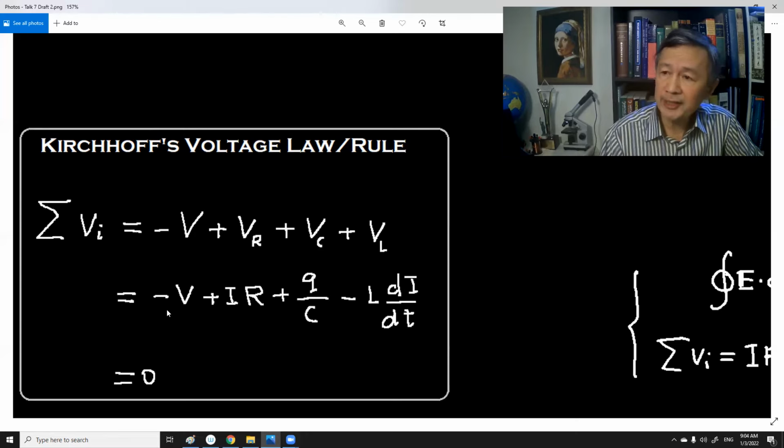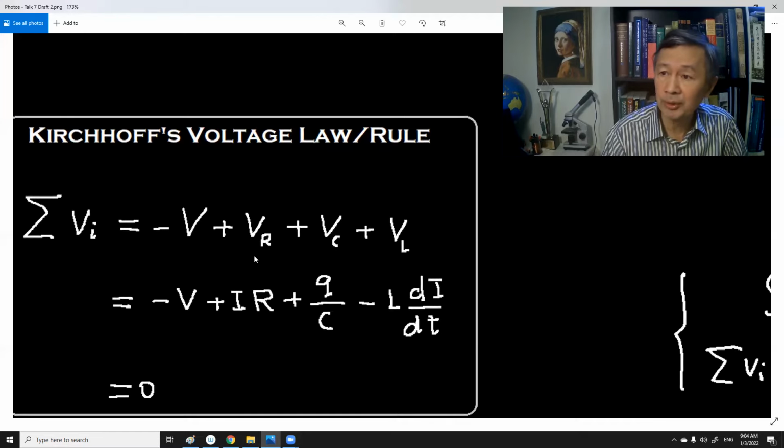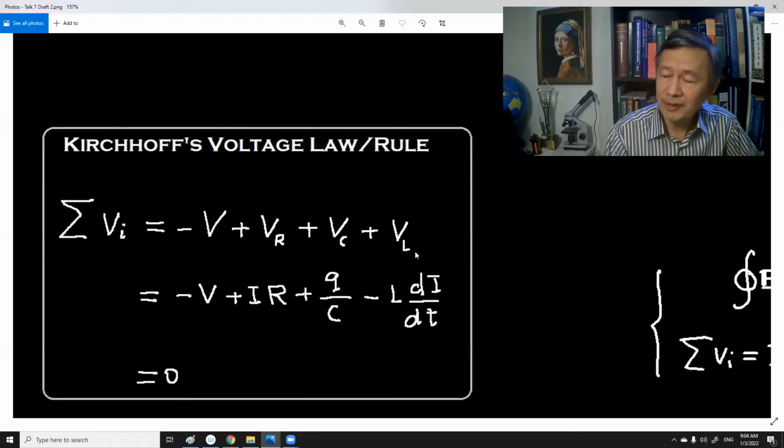Now, if we apply Kirchhoff's law here, we can see that the first term will be the battery, the second term will be due to the resistor, the third term will be the capacitor, and the last term will be due to the inductor. So if you simply replace this induced voltage by its definition, then you get this equation straight away.